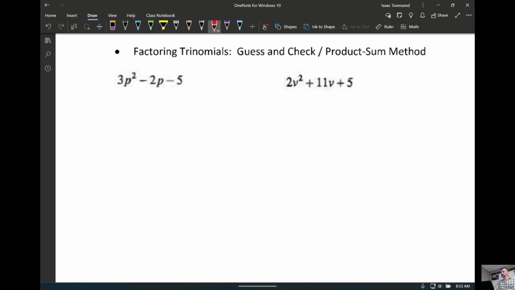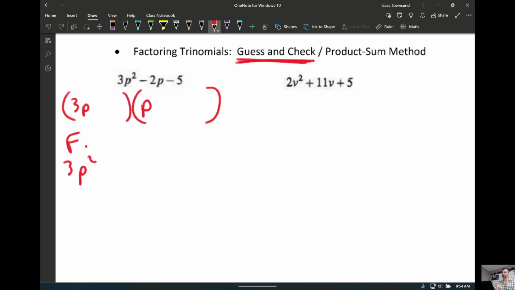But the first type, and this is the one you definitely want to practice the most, is guess and check. Ideally, the quickest and most convenient way is to just unfoil this in our head. So I know in FOIL, the first part of FOIL is supposed to give me 3p squared. So I can guess maybe 3p times p. I know the last part of FOIL is supposed to give me negative 5. So I could guess plus 1 and minus 5. That's the guess part of guess and check. But I shouldn't circle this as my answer because it's not the right answer. I need to check it.